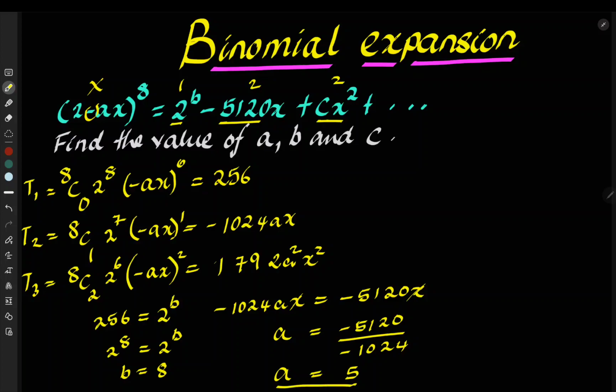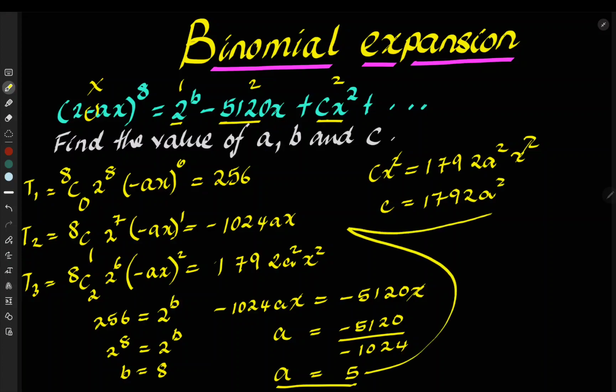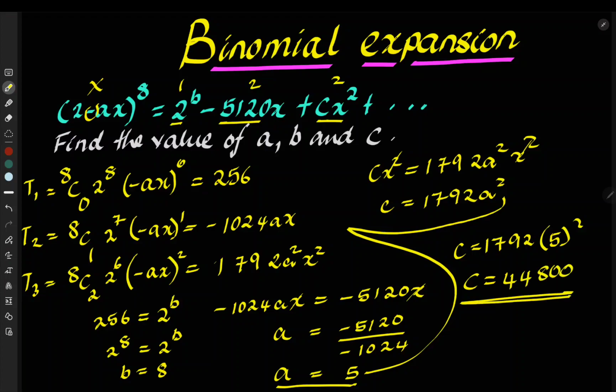So we go ahead again and do the same thing for the third term. So for the third term, cx squared will be equal to 1792a squared x squared. So again, the x squared cancel, and we are left with c is equal to 1792a squared. But if you remember very well, we calculated the value of a, and the value of a was 5. So we go ahead and say c is equal to 1792, then bracket 5 squared, and then we get the value of c is equal to 44,800. So this is how you determine the value of c.